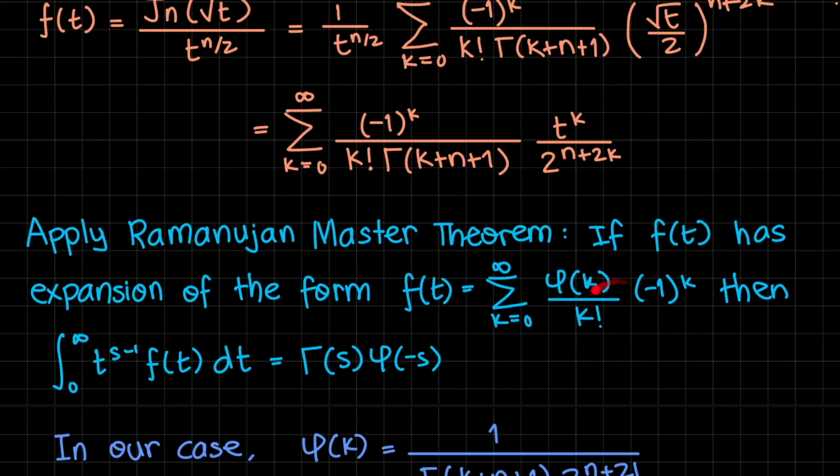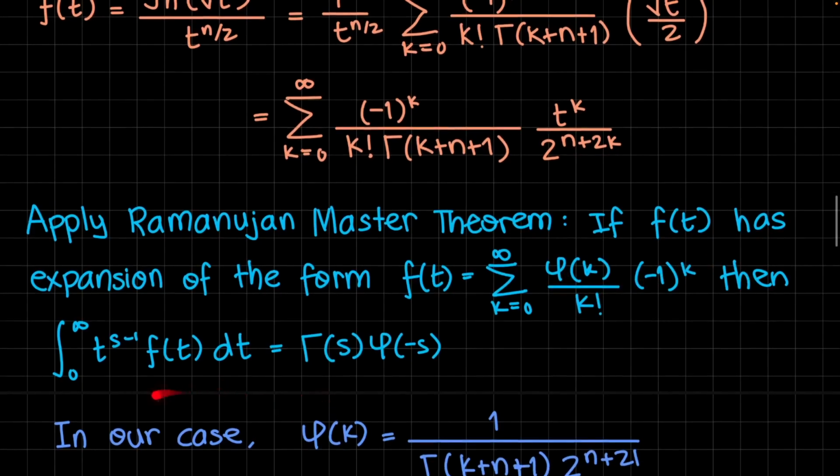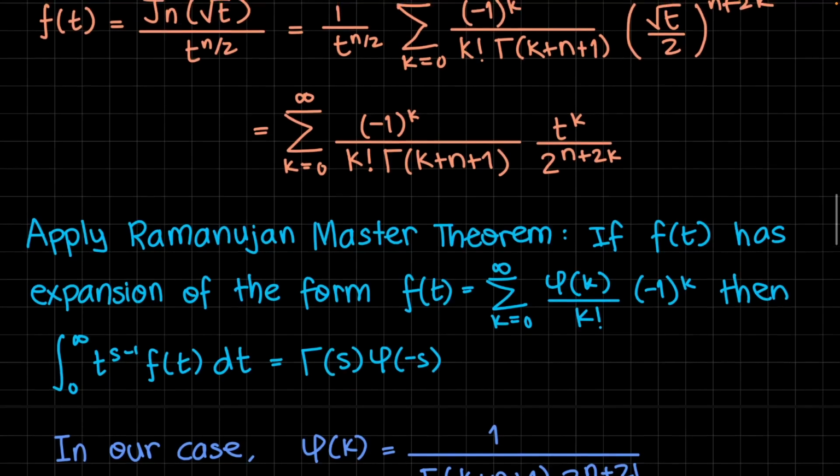That if f of t has an expansion of the form f of t equals the sum from k equals 0 to infinity of phi of k over k factorial times minus 1 to the k, then the integral from 0 to infinity of t to the s minus 1 f of t dt, which is the Mellin transform of f, equals gamma of s times phi of minus s. So in our case, you can compare.